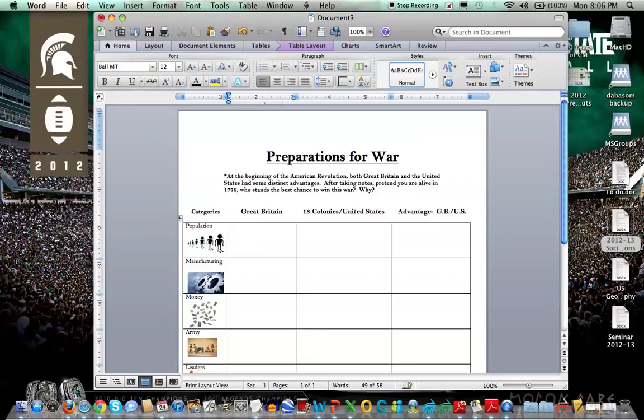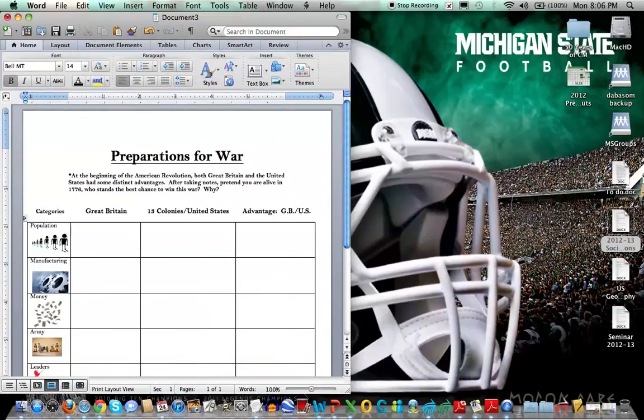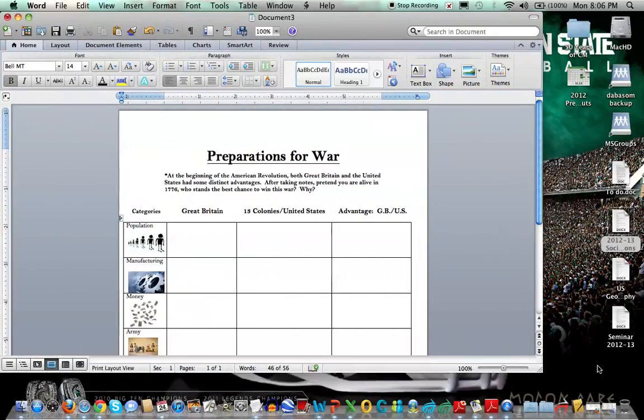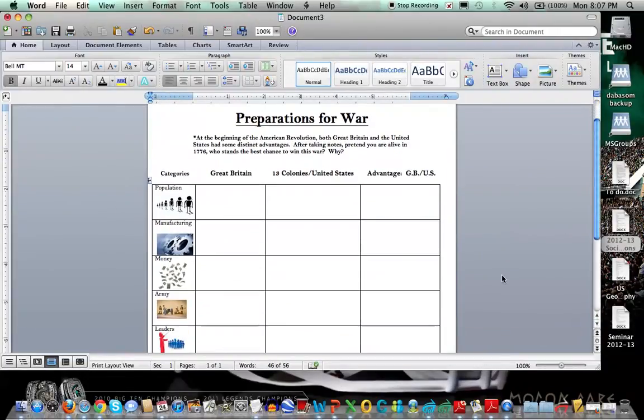And now, obviously, I would hope that all of you know that the United States, the 13 colonies, win the American Revolution. So what I want you to pretend today is that you are living in 1775, 1776, and you are trying to figure out which one of these sides, either Great Britain or the 13 colonies in the United States, is going to win this American Revolution. So I want you thinking about that.